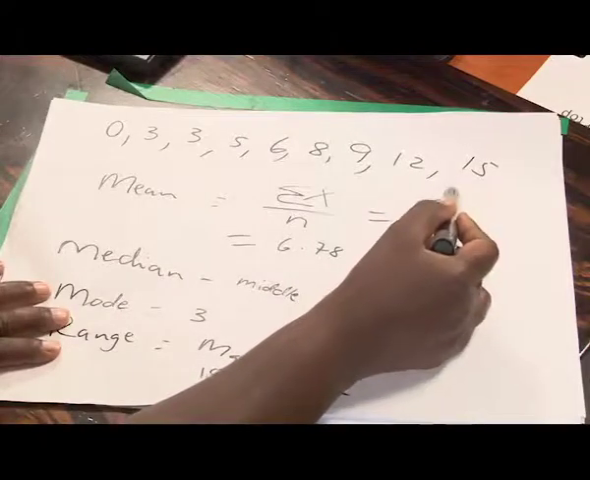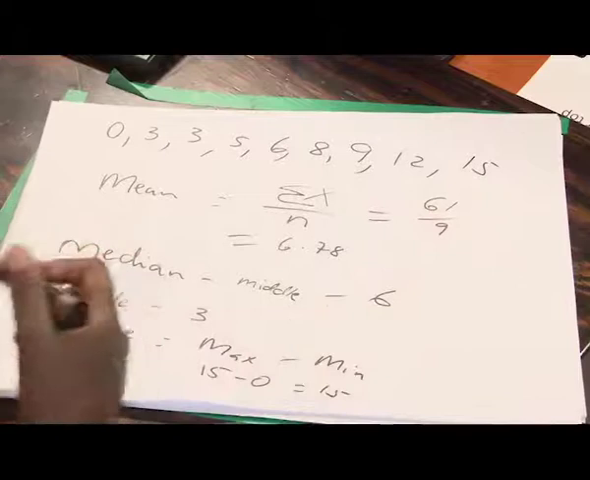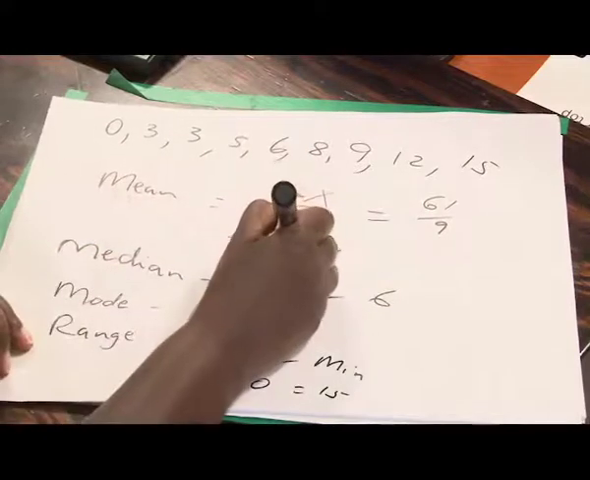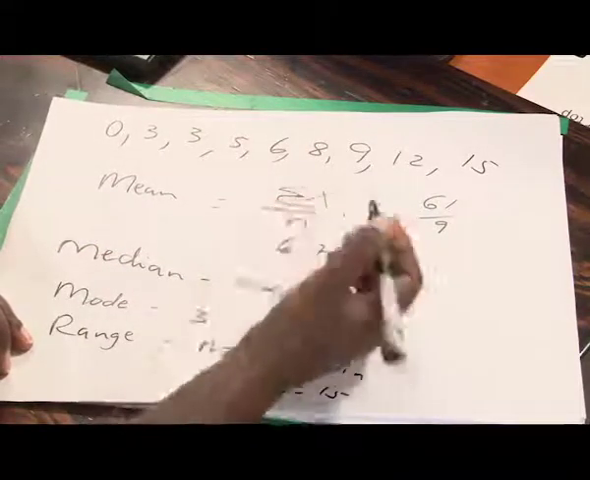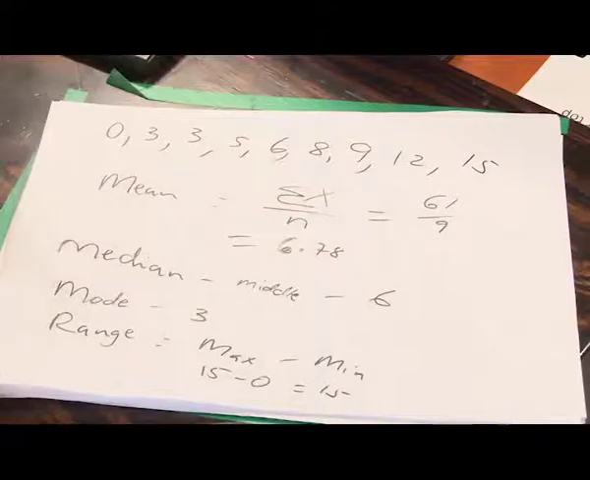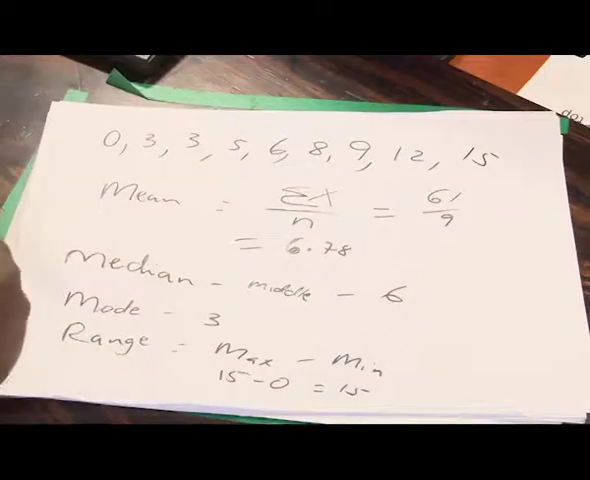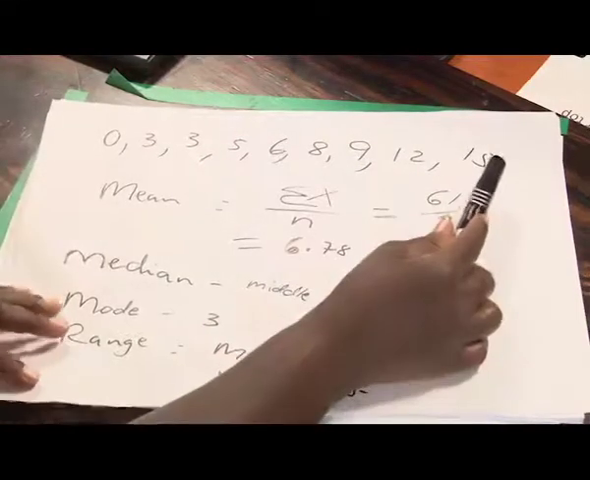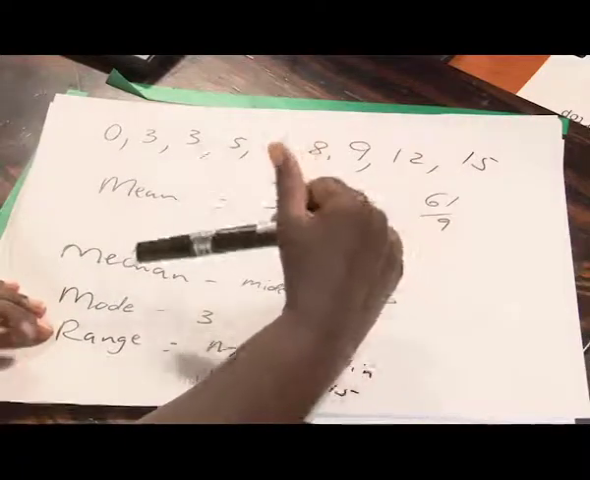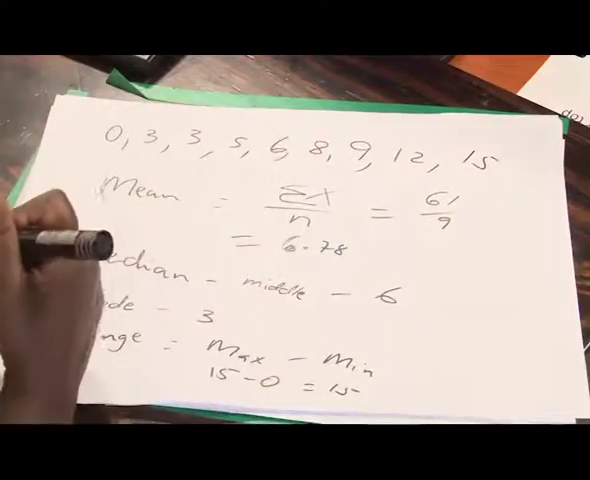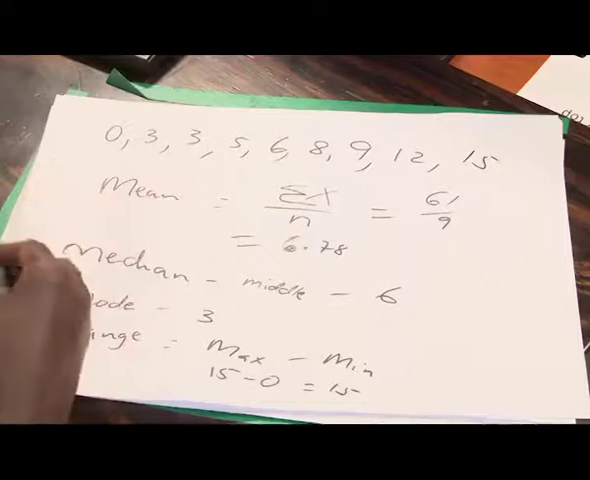And you divide that 61 by 9, you get a mean of 6.78. That is our mean. So the mean is basically an average. You total all the numbers and you divide by the number of your values, and that gives you the average.